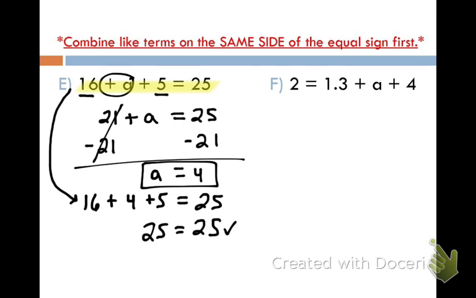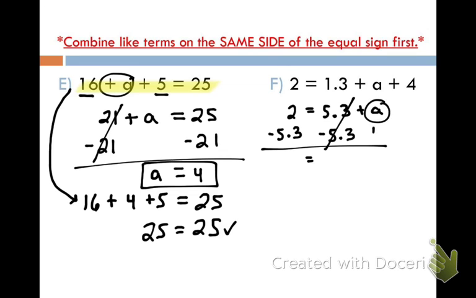JD, try it for me. Identify the variable. 1.3 and 4 equals 1.7. Bring it down. Okay, 1.3 plus 4 does not equal 1.7. Oh, I thought there was a dot. Okay, much better. So we have 2 equals 5.3 plus A. Okay, tell me what to do. And then you put negative 5.3 under 5.3, cancels out. But negative 5.3 under 2 equals negative 3.3. And that's what A is.